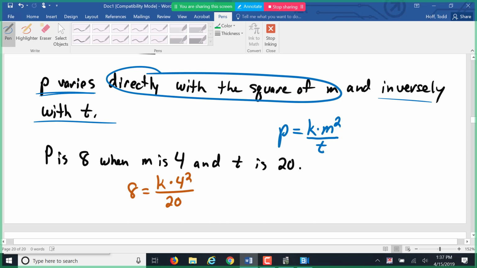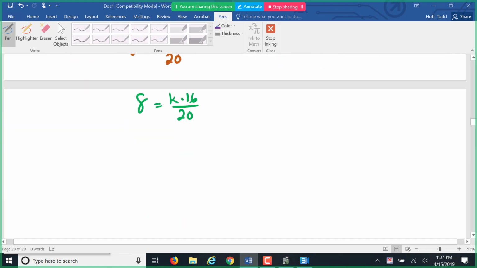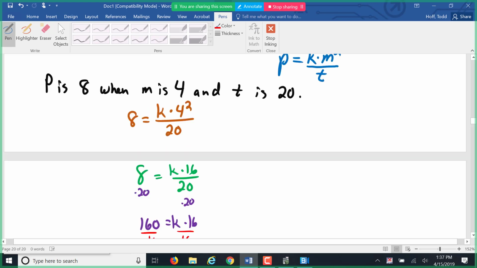And now we go ahead and solve that for K. First thing we should probably do is square the 4. So 8 equals K times 16 divided by 20. We could combine the 16 and 20, but it's easier to multiply by the 20. 160 equals K times 16. Then divide by the 16 to get 10 equals K. So this relationship is actually P equals 10 times M squared over T.